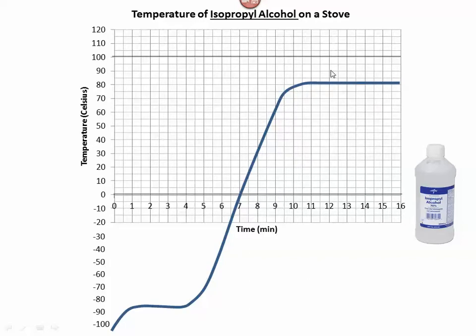It can't get any hotter than 83 degrees because after that it turns to a vapor. Right? So if it's a liquid, once it gets to that boiling point, that liquid can't get any hotter because once it does, it turns into a vapor.